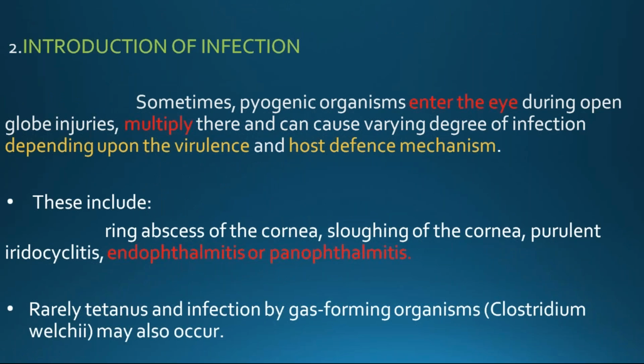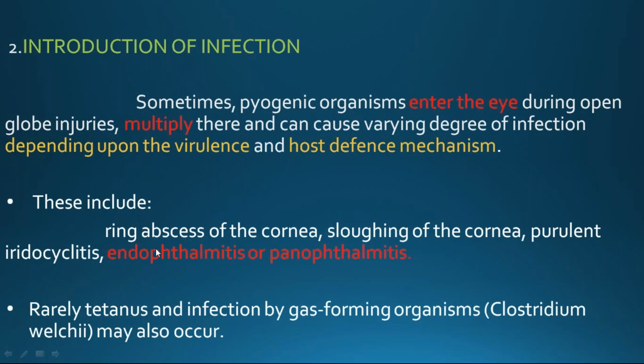Any trauma can lead to introduction of infection. Sometimes the pyogenic organisms enter the eye during open globe injuries, multiply there and cause varying degrees of infection, depending upon the virulence of the organisms and the host defense mechanisms. The pyogenic organisms which have entered the eye with the foreign body or globe injuries can multiply and cause varying degrees of infection.